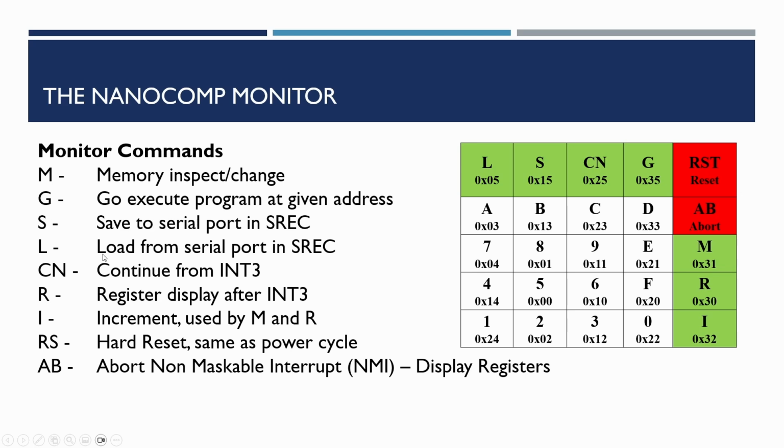These are not implemented at this point in time because we haven't got a serial port yet. CN is continue from a software interrupt. R is register display after an interrupt has occurred. I is just used to increment to the next register or next memory location between M and R. RS, I have actually plugged in the reset into the reset button on the main CPU board, and I've also included a small inverter to allow the non-maskable interrupt signal to go to the CPU as well.